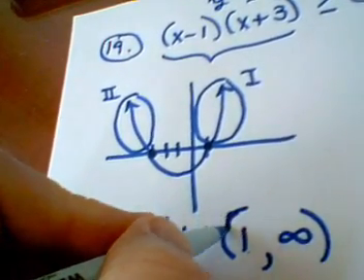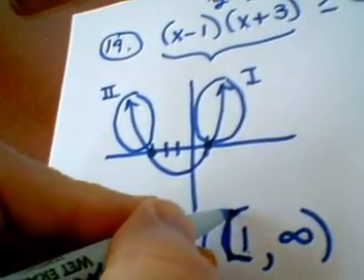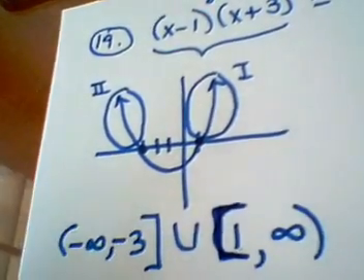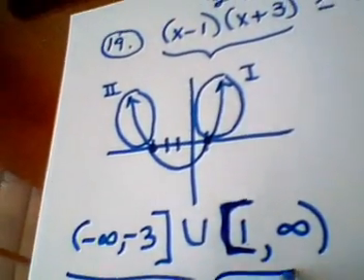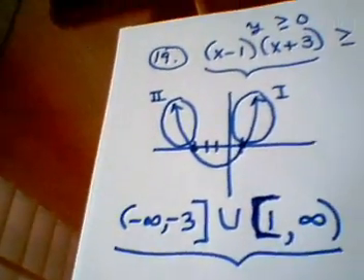And I am going to turn that into a bracket. Again, the reason I'm going to bracket it is because my zeros are included. This would be my solution set for problem number 19.